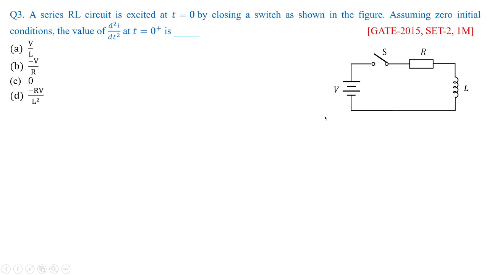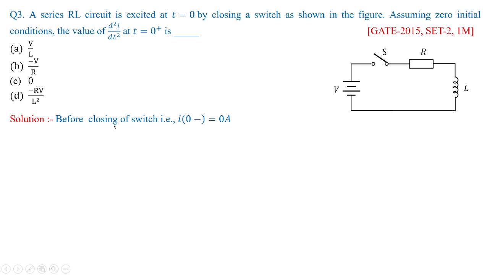In the next problem, which was asked in GATE 2015 in set 2 for 1 mark, a series RL circuit is excited at t equal to 0 by closing a switch as shown in the figure. Assuming 0 initial conditions, the value of d square I by dt square at t equal to 0 plus is dash. The options given are A, B, C and D. You can see option C is 0, but that is not the right option. So we need to find out the answer.